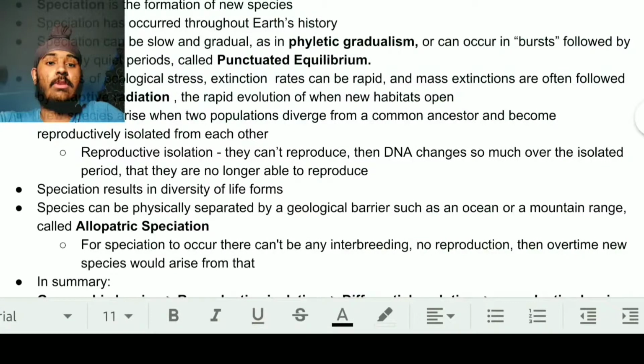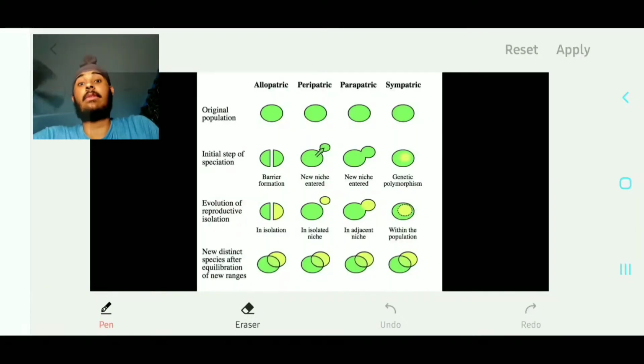So speciation results in diversity of life forms. So this increases biodiversity of the overall habitat environment, which is good for the environment and increases resilience. So if there was a plague or something to come around that could kill off a lot of life, there's a higher chance that some species out there has the antibodies or the resilience to that, so it makes it stronger and increases the fitness of the overall environment too. So there are different types of speciation.